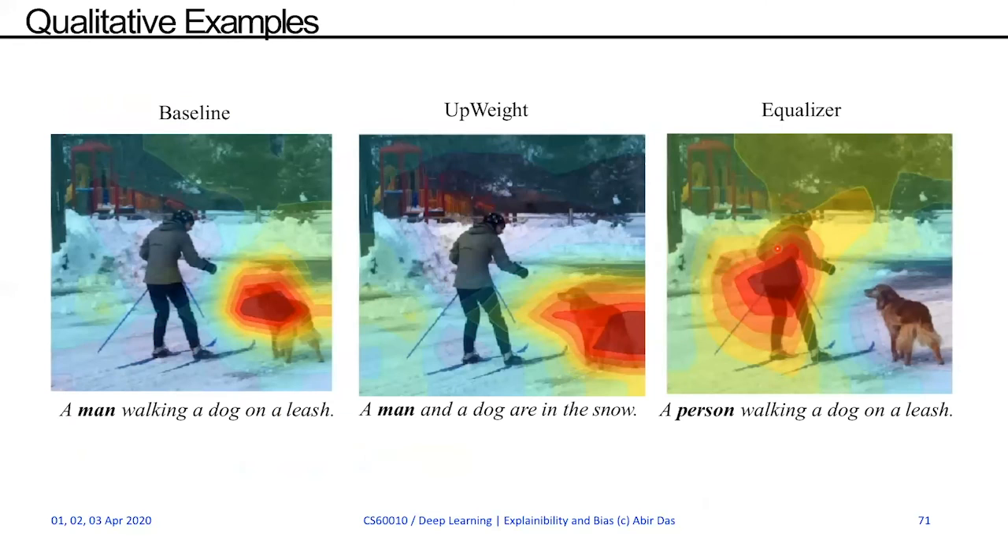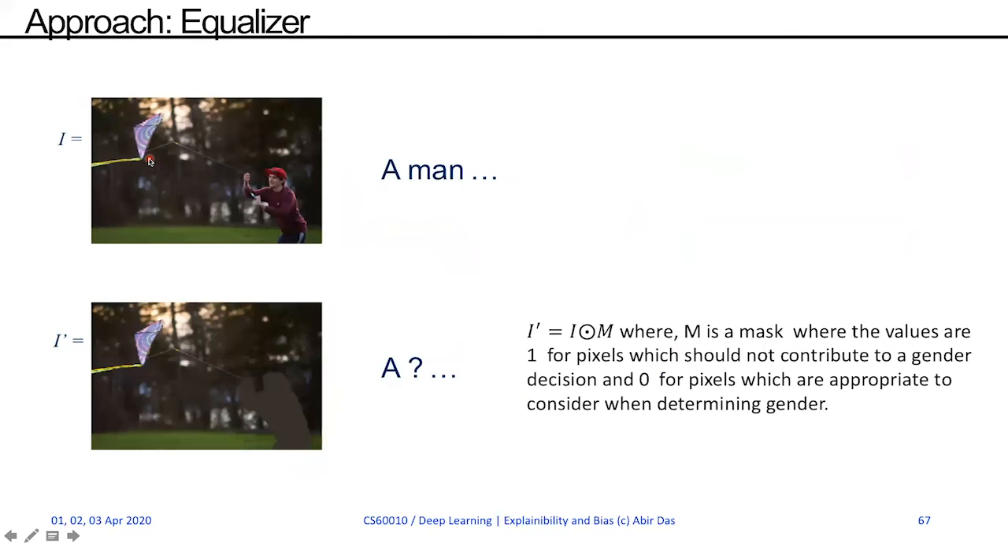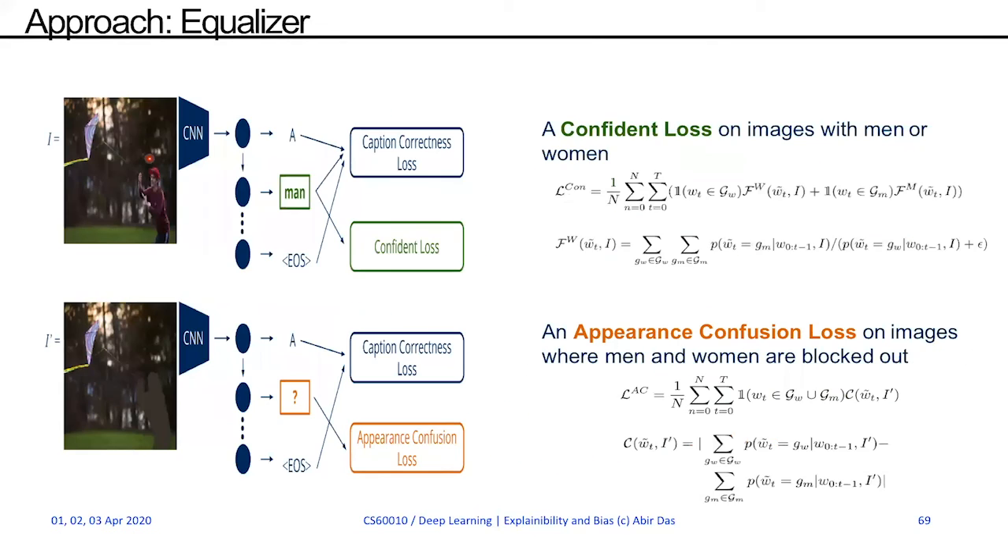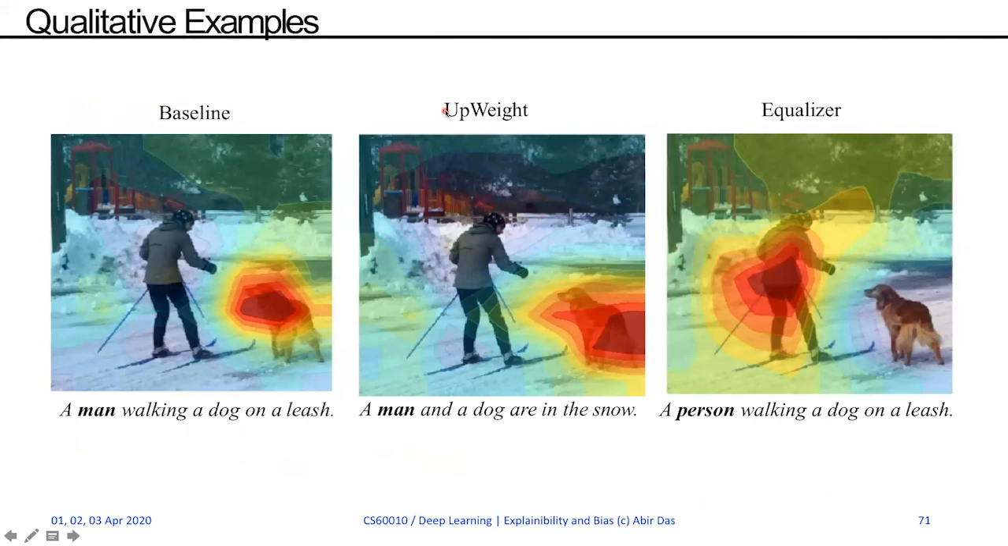Now, I'll go into the last slide at least. I'll not go into much more detail on the quantitative metrics and so on, but this slide compares a qualitative result where you have a baseline, which is just a traditional captioning model. And the upweight is the one that I told you about earlier, where you basically give more weight to the loss coming from the gendered words. You see that it is still producing a similar word, that is a man. Here it says just on a leash, on a slope, but here the person walking a dog on a leash.